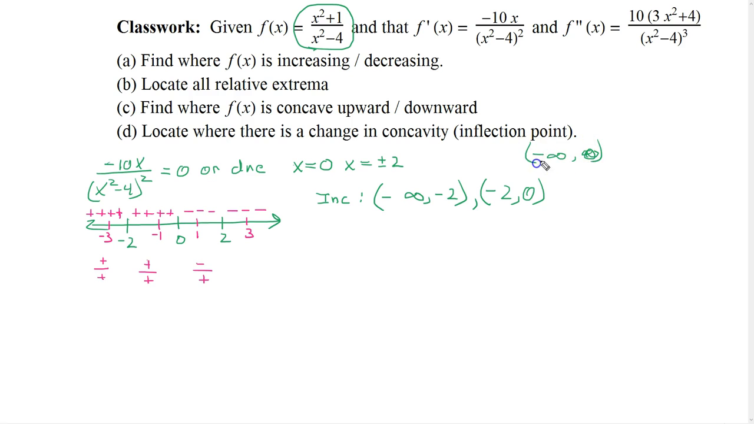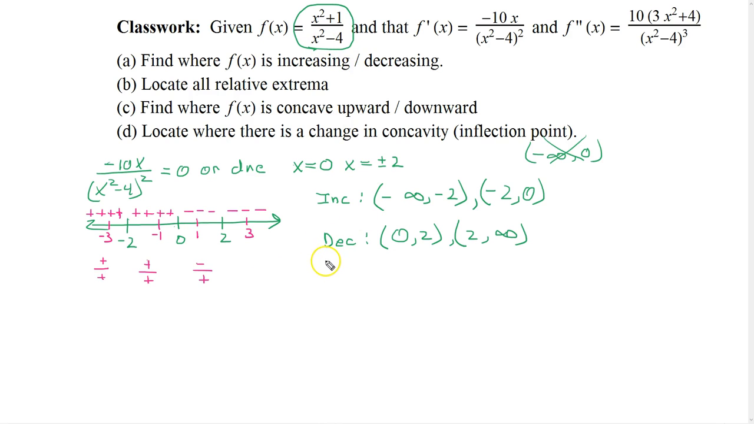So we want to write the interval like this, and not as negative infinity to 0. We do not want to write it like this. We want to write it like this. Now we are decreasing from 0 to 2, and from 2 to infinity. Notice once again we don't write this as 0 to infinity, because this function will also have a vertical asymptote at positive 2 when x is positive 2.